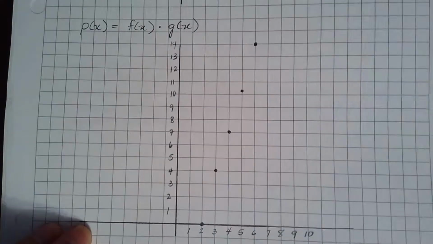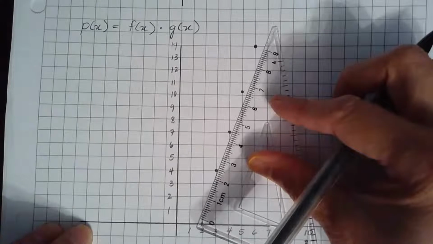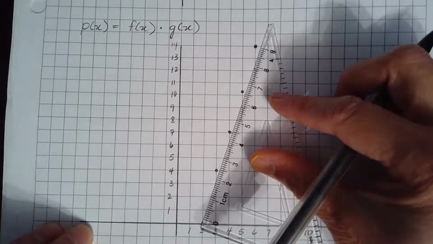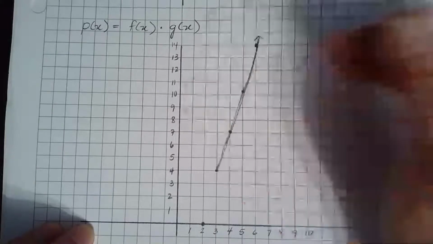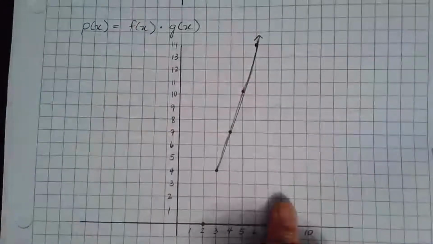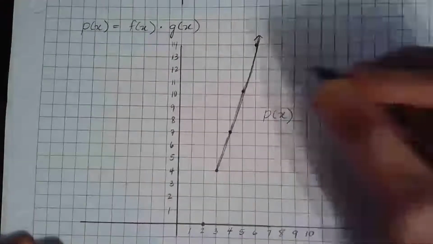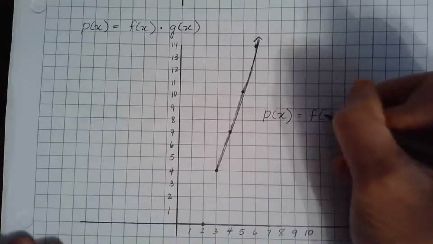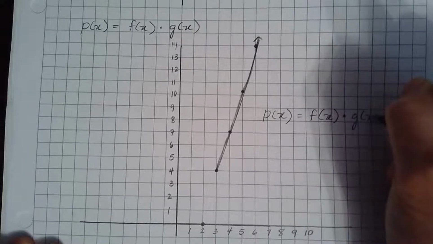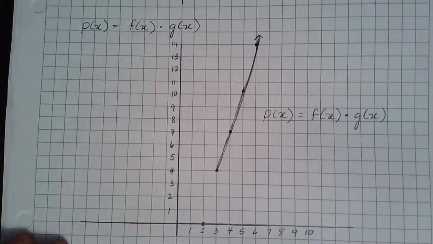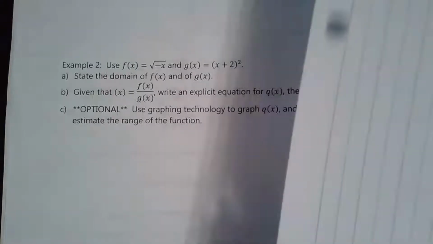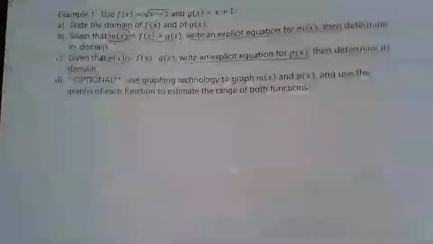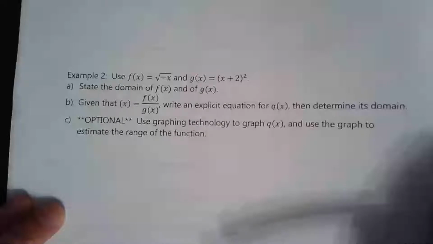Okay. So that's kind of not looking like a straight line. I can't fit it in a straight line, and it hits all those points there. And as x increases, so does the value of p of x. So this is going to be p of x. p of x is equal to f of x times g of x. Okay. So, wow, that's example number 1 that we just finished. So let's go ahead and do example number 2.